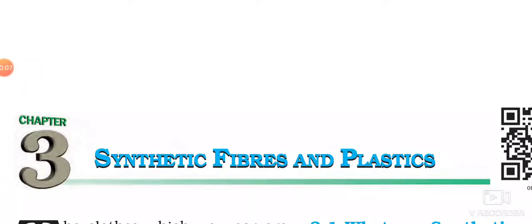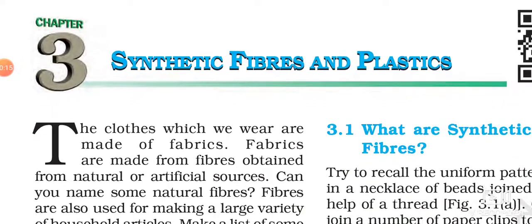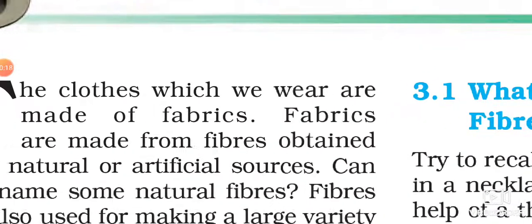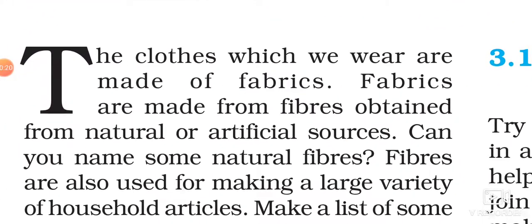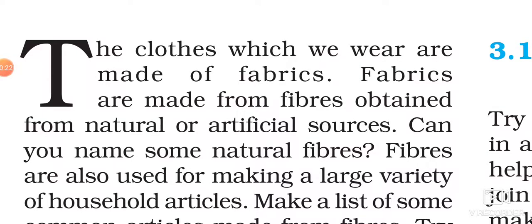Today we will be learning grade 8 chapter number 3, that is synthetic fibers and plastic. Now our clothes that we wear are made up of what? They are made up of fabrics. And where do we get fabrics from? We get fabrics from fibers, and these fibers are obtained from either a natural source or the artificial source.